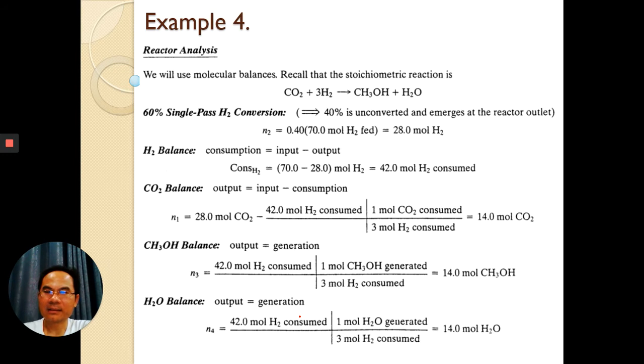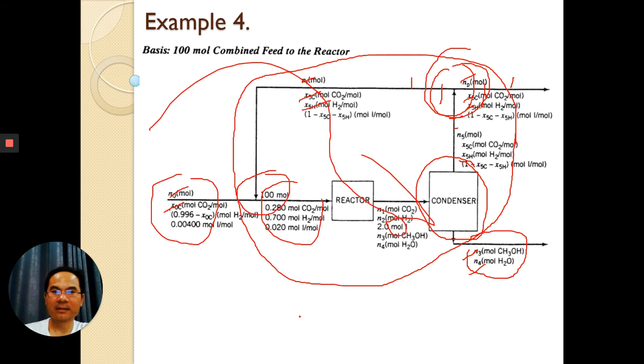For reactor analysis, we have one piece of information: 60% single pass conversion of hydrogen. What does it mean? 60% of hydrogen is converted and 40% of hydrogen is unconverted. That way you can calculate the hydrogen output of the reactor. The hydrogen output is N2.